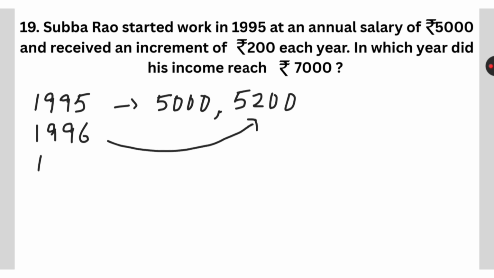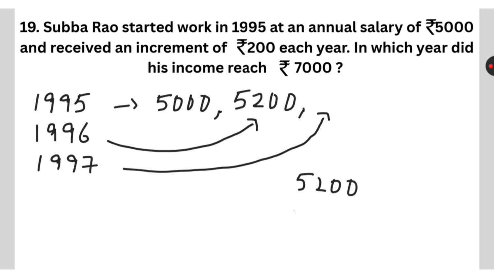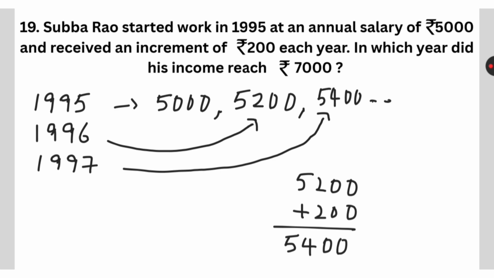The next year, that is 1997, how much does he get? You have to add to this 5,200 the increment again, which is 200. So that means in 1997 he is going to get a salary of 5,400. Like that, keep on going.